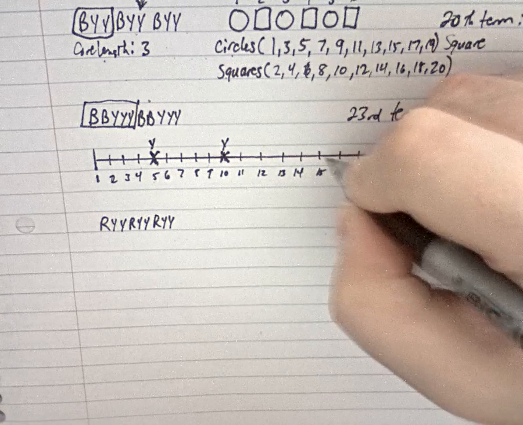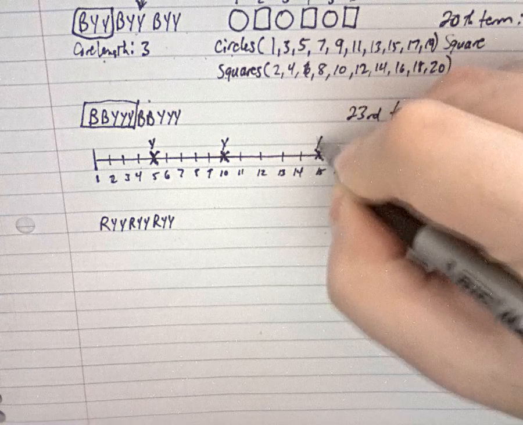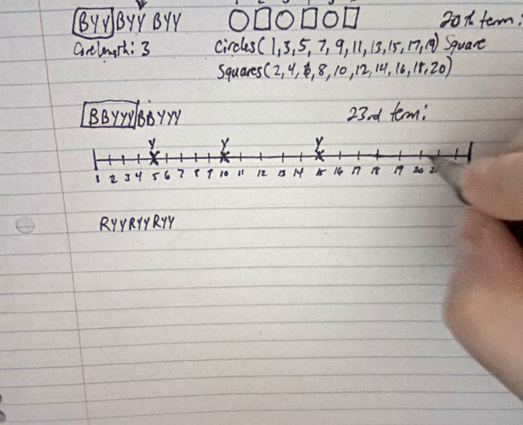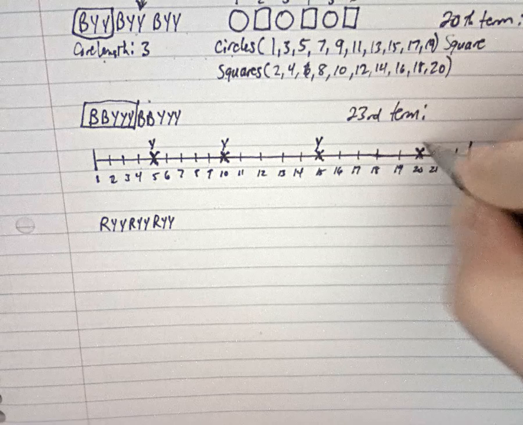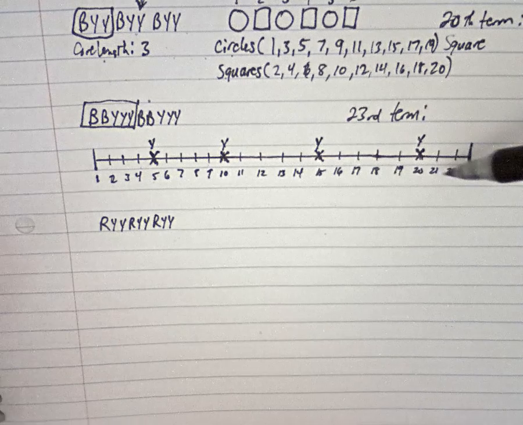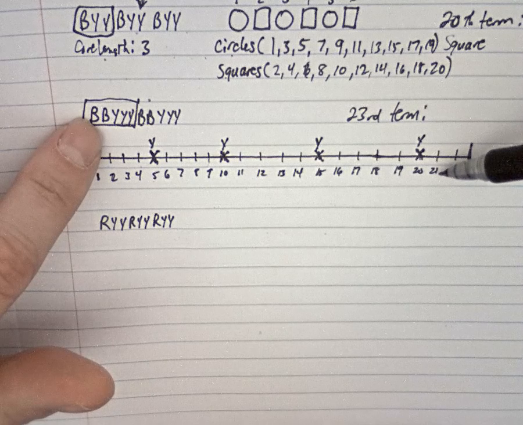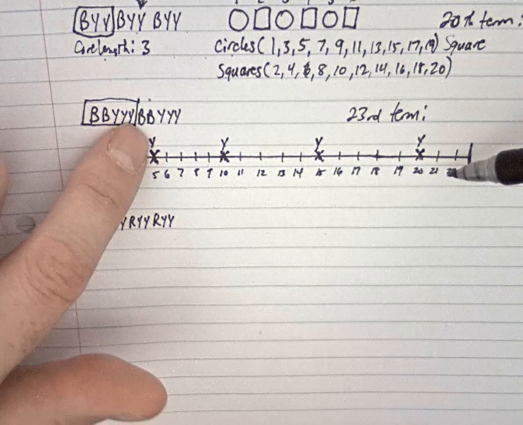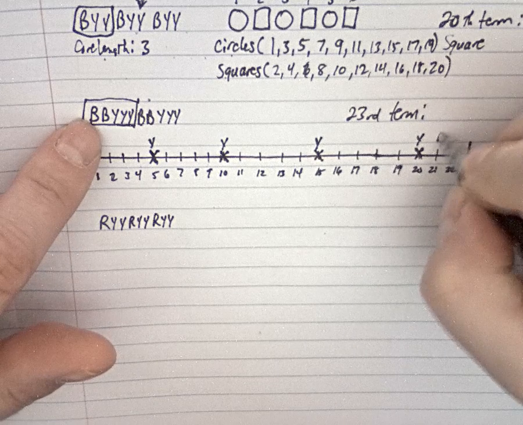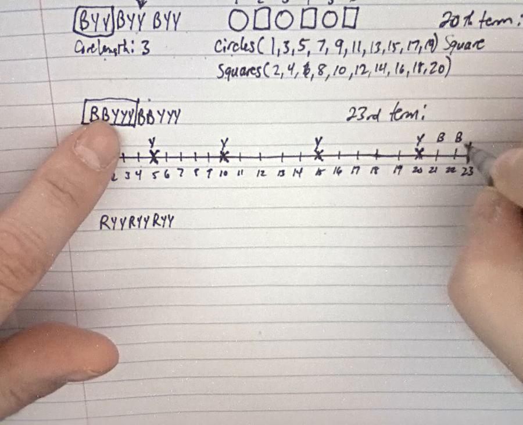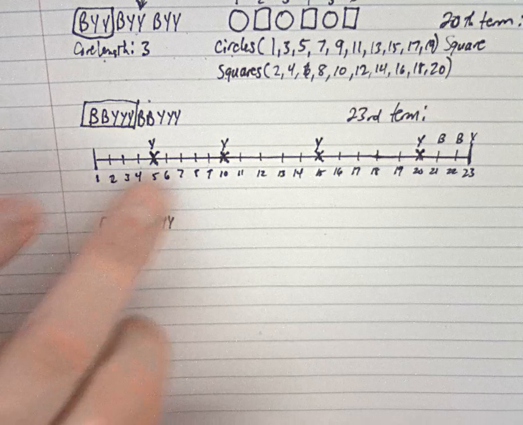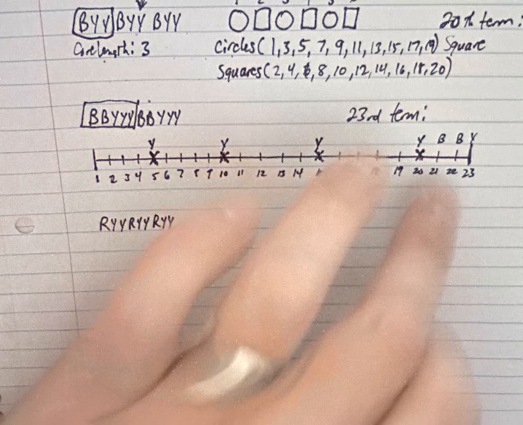The next one is going to be at 15. That's where the core ends. 5, 10, 15, 20. The core ends there. So at the 21st term, that's where our core begins, because we've been marking where the core ends. So the 21st term, the core begins. So we can write above here B, B, Y.